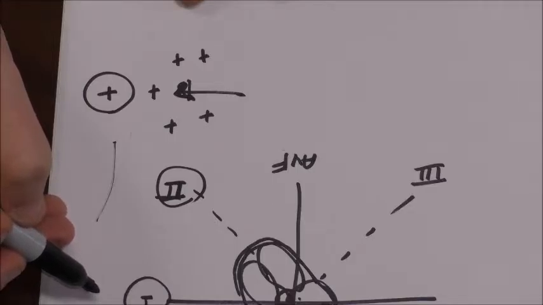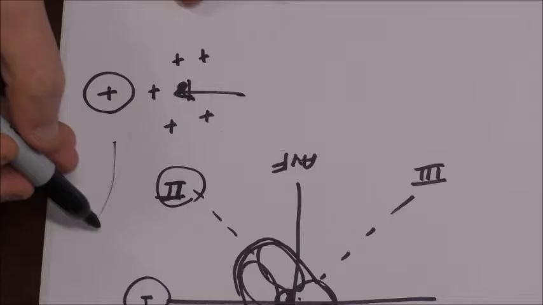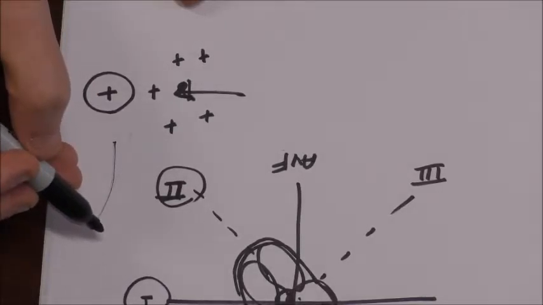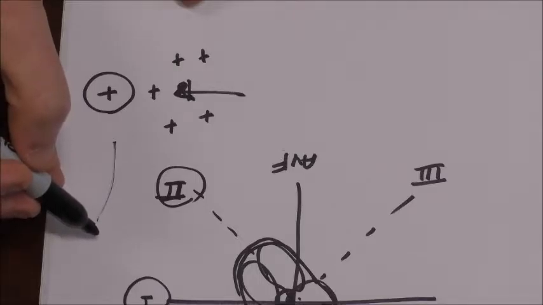I think the easiest way to think about this is when you're looking at your EKG and you want to look for, what I like to do is look for an isoelectric lead. So what does that mean?